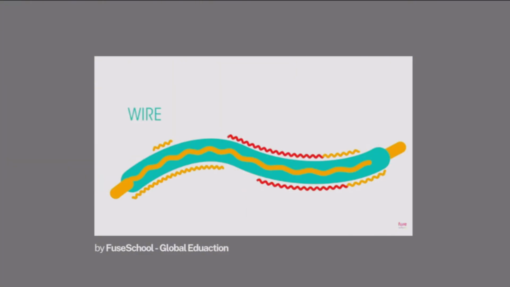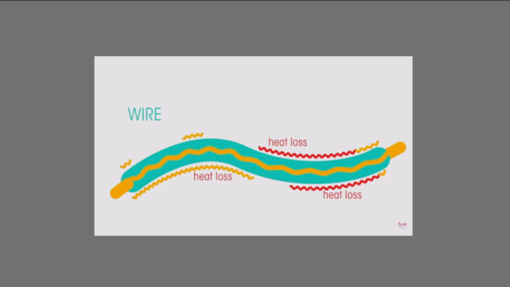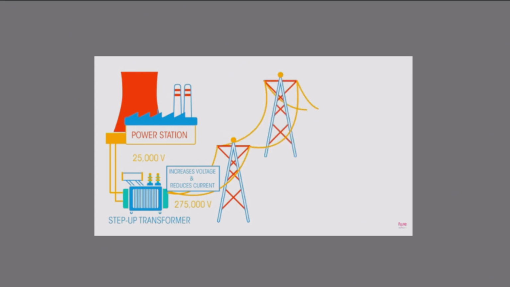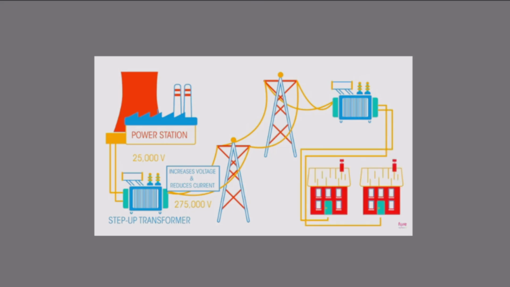Have you ever felt an electrical wire and noticed it gets hot? This is because some energy traveling through the wire is lost as heat. In order to lose as little energy as possible, transformers are used. When the electricity leaves the power station, it passes through a step-up transformer. A step-up transformer increases the voltage and reduces the current. Reducing the current makes the transfer of electricity more efficient as less energy is lost as heat. Before the electricity gets to our homes, the voltage needs to be reduced back down to a safe level. The electricity therefore passes through a step-down transformer.